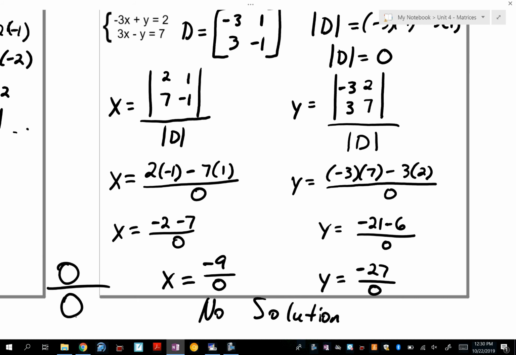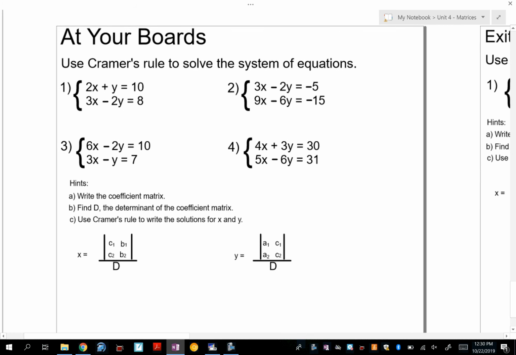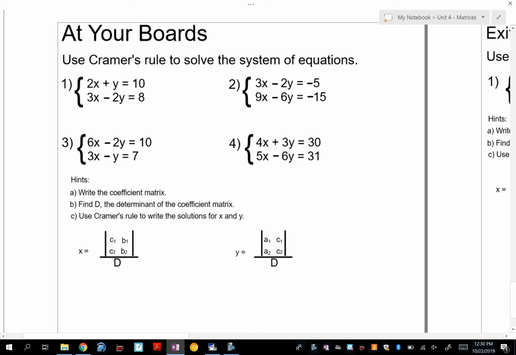Any other questions? Now, you're going to try these 4, okay? And it's going to come up. You're going to have one or a couple that have zeros as determinants. So you got to figure out which one it's going to be. All right, good luck. Go.